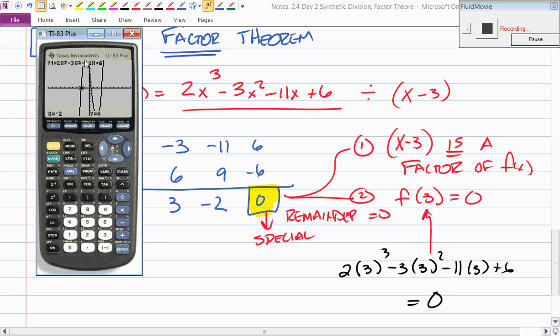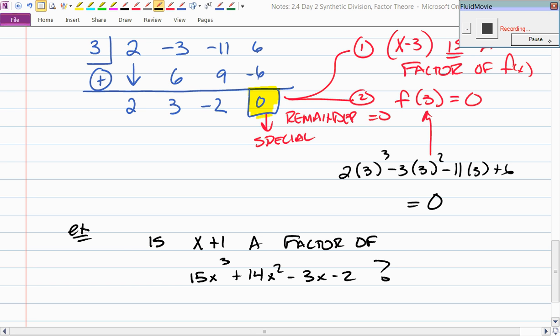What do you guys think so far? Pretty good? That's the question. So, for you right now to discuss, is x plus 1 a factor of the polynomial function f of x equals 15x cubed plus 14x squared minus 3x minus... How can this be true?